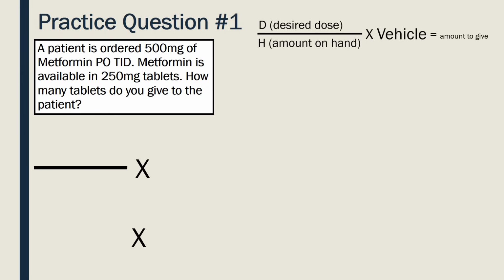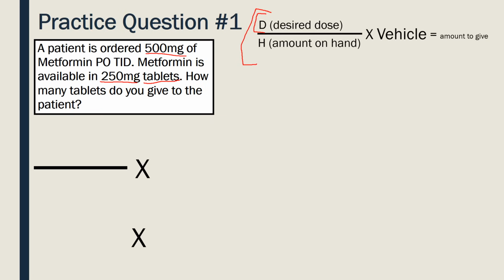So practice question number 1. A patient is ordered 500 milligrams of metformin PO TID. Metformin is available in 250 milligram tablets. How many tablets do you give the patient? And again, some people are going to be able to look at this and immediately know the answer, but we're going to run through how the math works, and then you're going to be able to apply it to any question you get. So what's the first part of our formula we have up here?